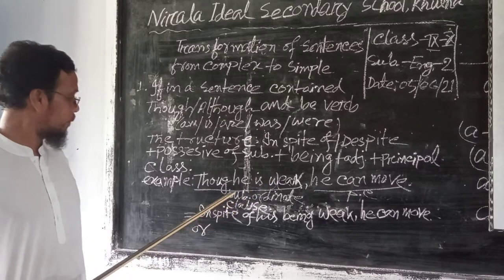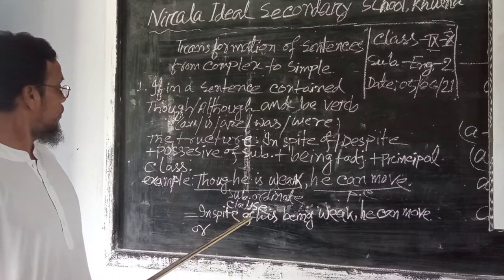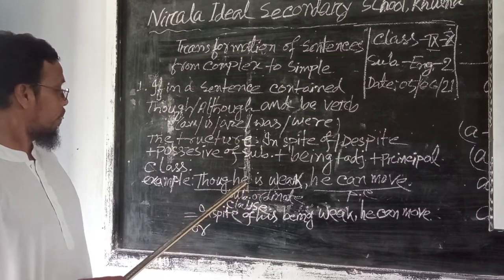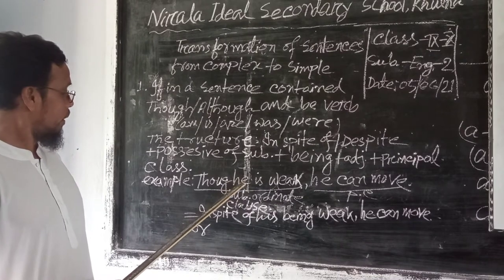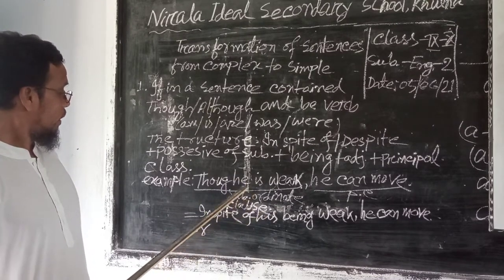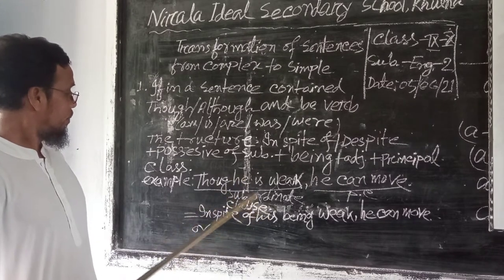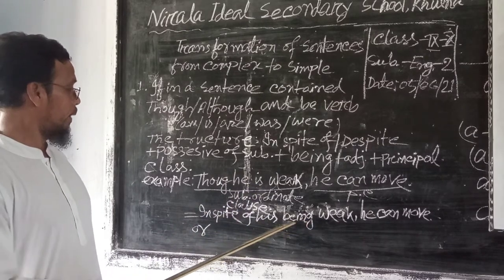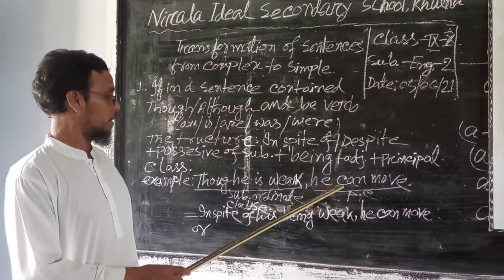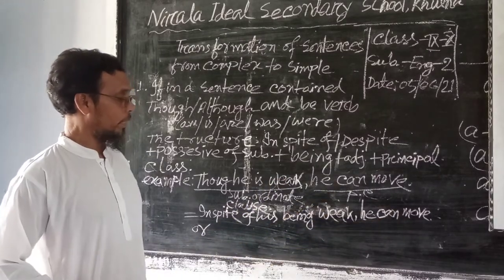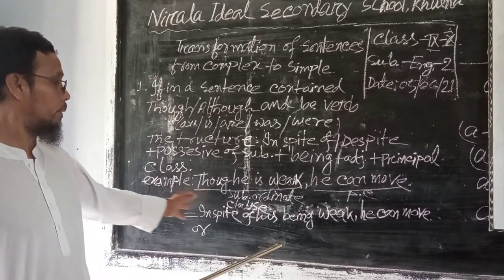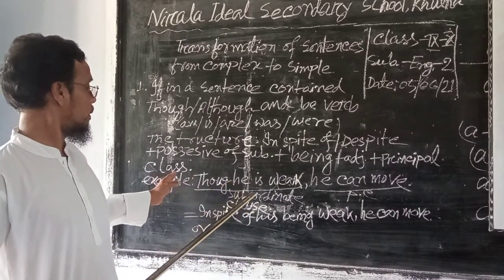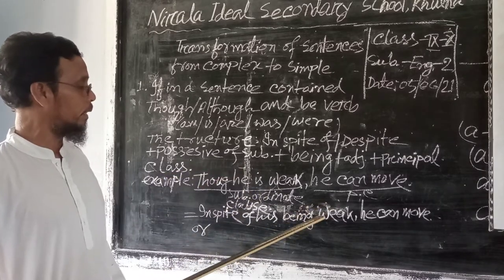Look at the blackboard. I have changed the sentence: in spite of, then the subject "he", possessive of he, which is "his", then being, then the adjective, and then lastly the principal clause. In this way you can change the complex sentence to a simple sentence.